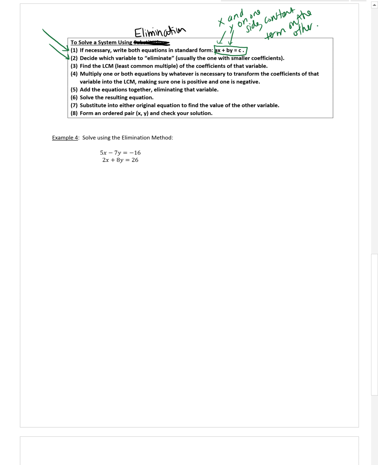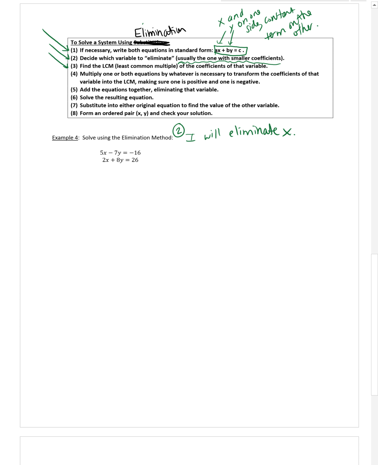And then the second step is, now you're going to want to decide which variable you want to eliminate. I think the best way to do it is to look at the variables x and y and ask which of these has smaller coefficients. So looking at example 4, I notice the coefficients of x are 5 and 2 respectively. The coefficients of y are negative 7 and 8 respectively. Negative 7 and 8 are larger than 5 and 2. So I'm going to try to eliminate x because I think it'll be easier since they have smaller coefficients. You don't have to write this out, but this will be in my brain. I'm thinking that I will eliminate x. That's my first step, deciding which one to eliminate.